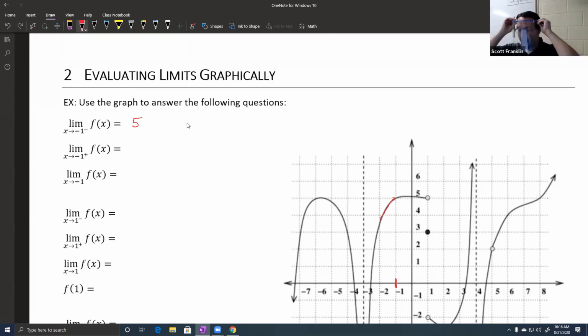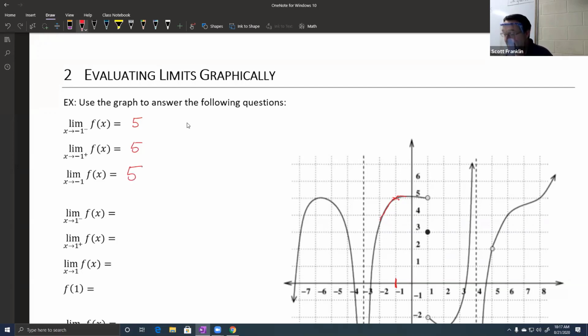What if I come in from the right? It's also 5. Okay? The point of all these examples is it's not always the same, but in this case, it's pretty clearly the same. If I come in from this side and I come in from this side, I'm coming to the same height, right? So if they're both the same and I don't have a minus or a plus, the only time this has a value is if the limit from the left and the limit from the right are exactly the same. If they're the same, then that's the answer, so this is 5.